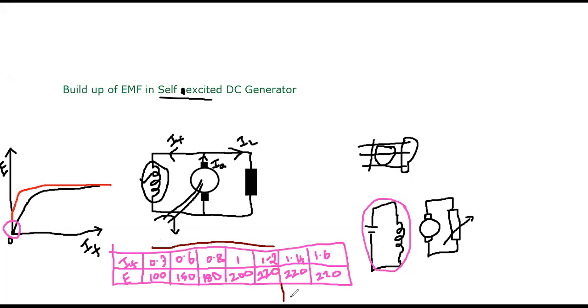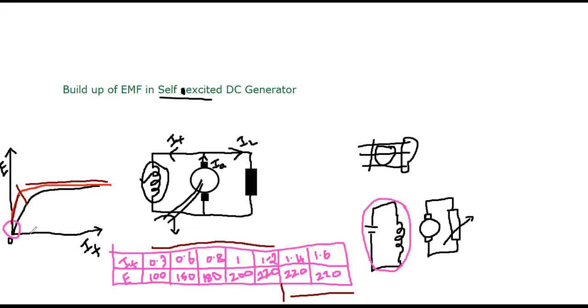Afterwards it reaches its steady state. Even though we are increasing the field current, the induced EMF will not increase beyond that, because it attains the saturated level. So beyond that, it won't increase. This region is said to be the saturated region, and this region is the increasing region, where the IF value is increasing.